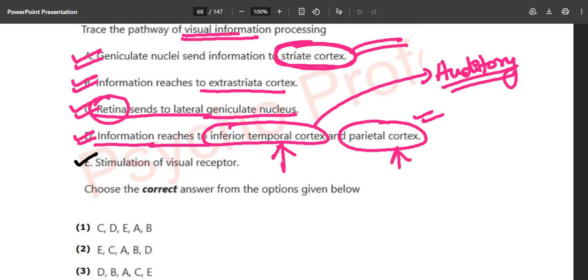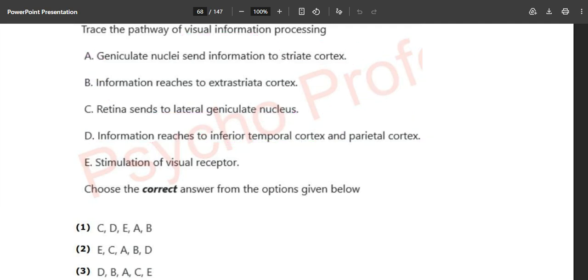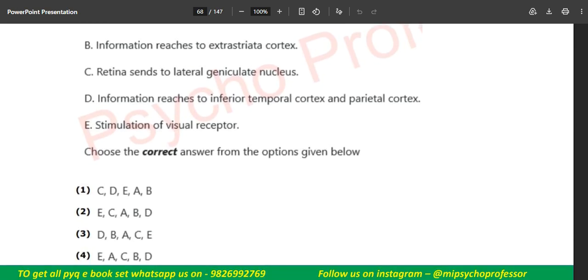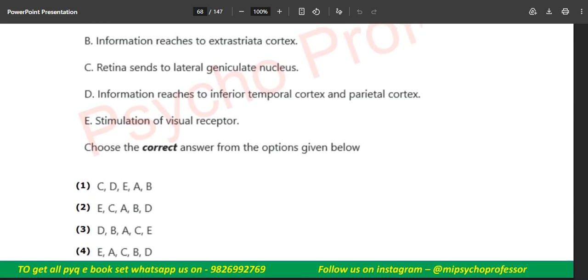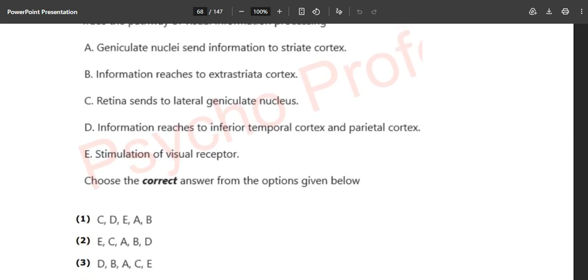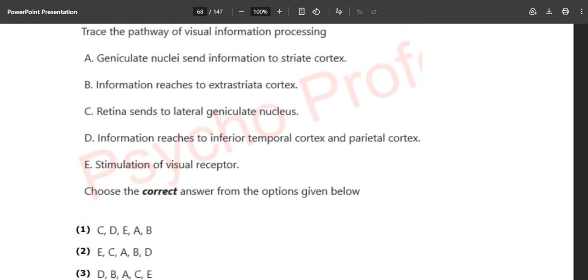Now option E is the stimulation of visual receptors. What do you think, out of these, will be the first answer? The options are given as C, E, D as the first option.